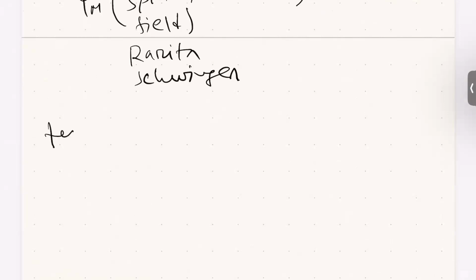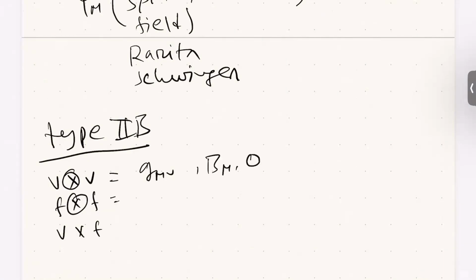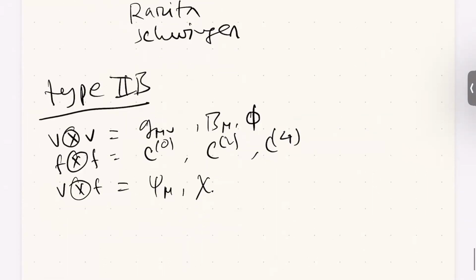So the type 2A effective action is this, that you have vector cross vector, fermion cross fermion, and vector cross fermion. And you have G mu nu, B mu nu, and phi. And you also have C0, C2, and C4. And finally, you have the Rarita-Schwinger fields in your spectrum. Okay. So the funny thing about string theory is that it is kind of fixed.